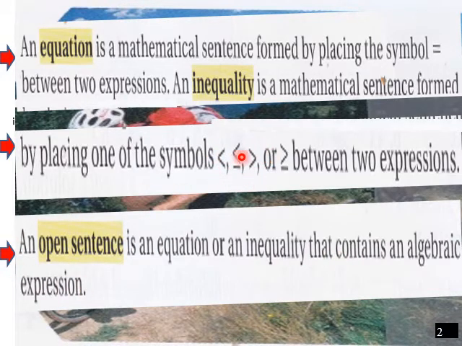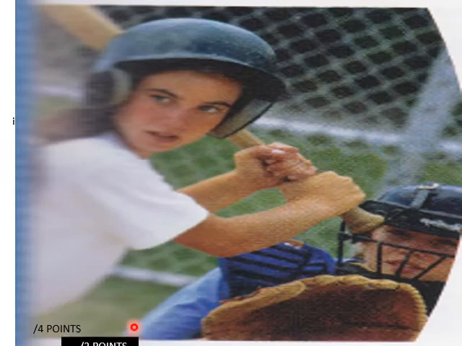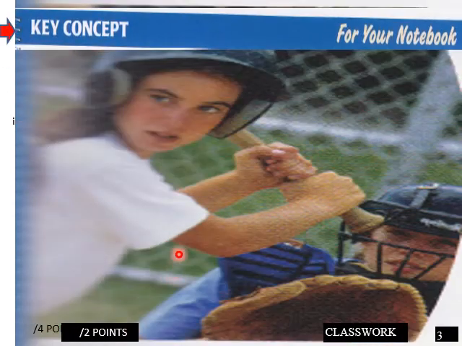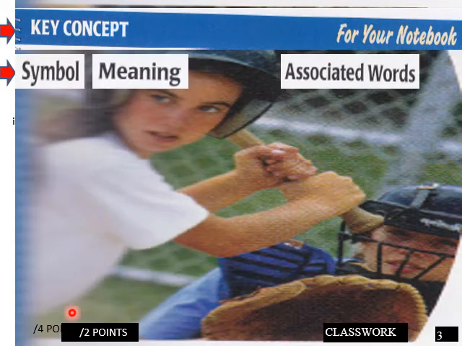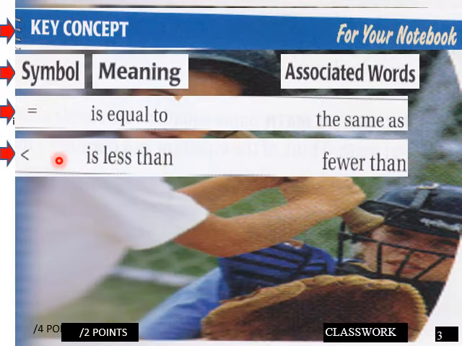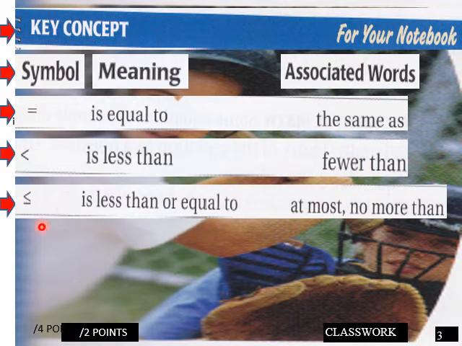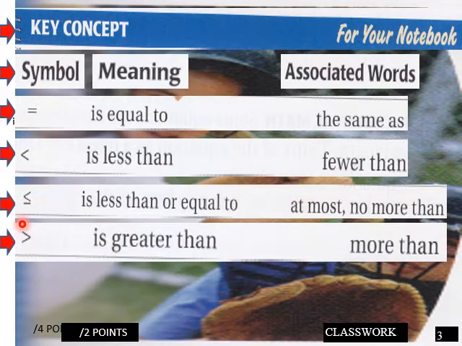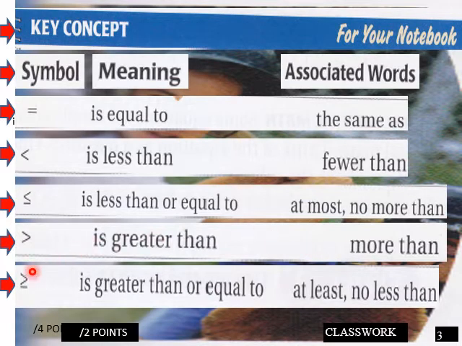An open sentence is an equation or inequality that contains an algebraic expression. There is no inequality sign or equal sign to make an expression. Okay, so here we have our key concept symbol, meaning, associated words: equal, same as; less than, fewer than; less than or equal, at most, no more than; greater than, more than; and greater than or equal, at least, no less than. So these would be the verbalization of these symbols here.